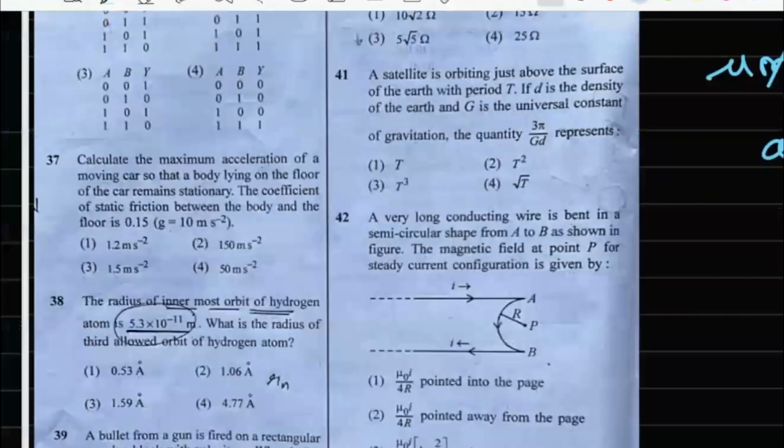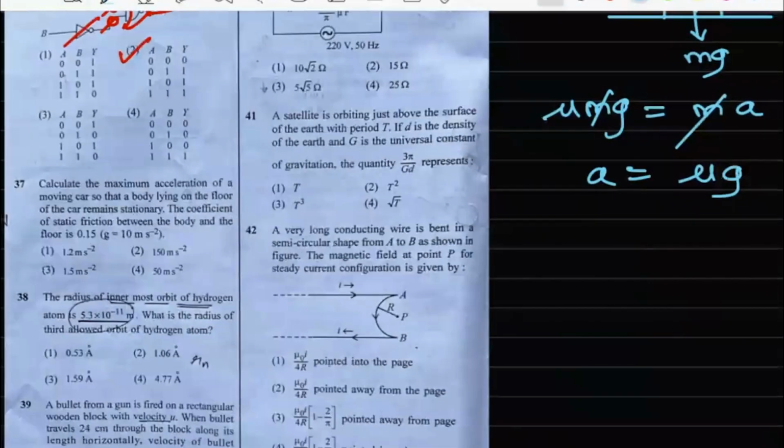the friction would be this way, which is mu times N, and N value is mg. So that's it. Mu mg is equal to ma. The a value, which is what they want, is mu g. So 0.15 into 10 is 1.5.